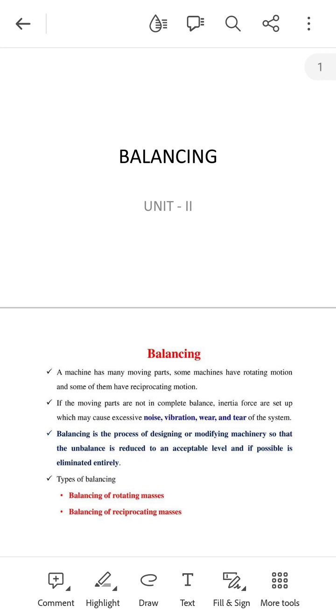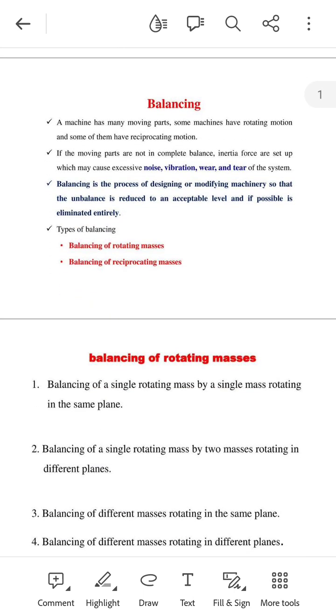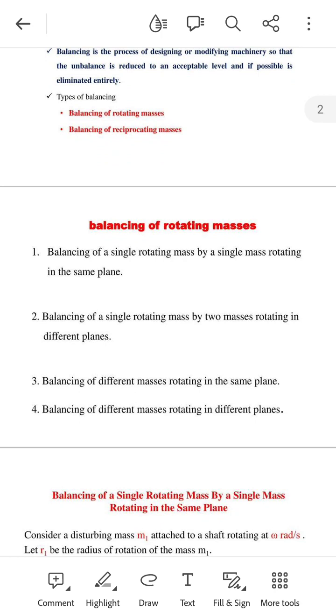Types of balancing. Balancing can be divided into two types. One is the balancing of rotating mass, another one is the balancing of reciprocating mass. First, balancing of rotating masses. One: balancing of a single rotating mass by a single mass rotating in the same plane. Second: balancing of a single rotating mass by two masses rotating in different planes. Third: balancing of different masses rotating in the same plane. Fourth: balancing of different masses rotating in different planes.